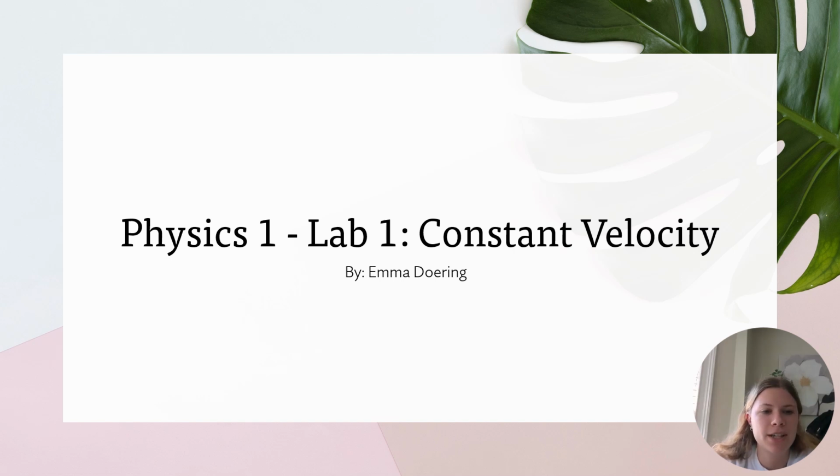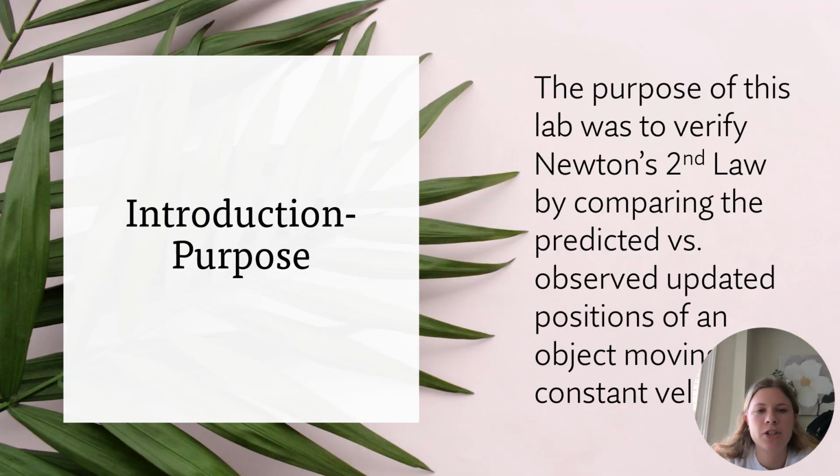Today I'm going to be presenting Physics 1 Lab 1, which is on constant velocity. The general purpose behind this lab was just to verify Newton's second law by comparing the predicted updated positions of a metal rod moving at constant velocity to the observed updated positions of the metal rod. The whole idea was that because this metal rod was moving at constant velocity, it should have a linear updated position throughout the entire time.